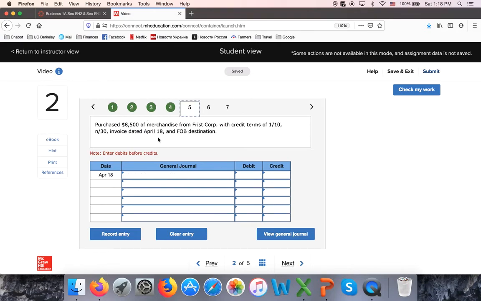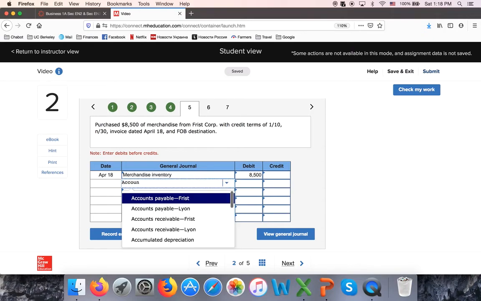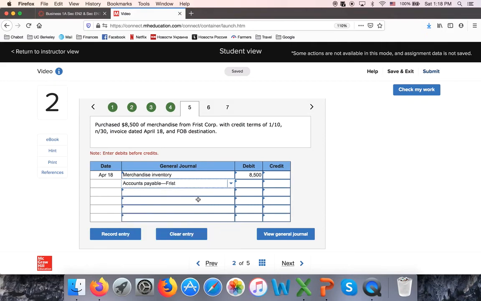Okay, transaction number 5. We purchased merchandise from First Corp. So we're going to do merchandise inventory, $8,500. And it's going to be accounts payable, but now it's First Corporation. Guys, and again, look here for a second. It's FOB destination, which means I don't have to pay for freight. The seller is going to get it to me. I'm the destination. And guys, if I pay within 10 days, so which would be April 18th plus 10 days, April 28th, I will get 1% discount. Okay, let's record the entry.